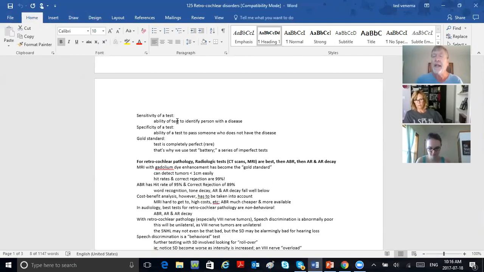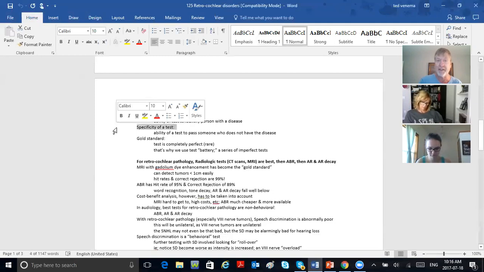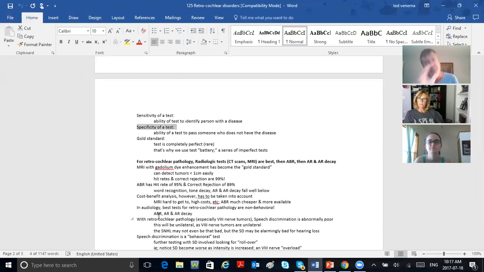On the other hand, specificity of a test, sentence 2 here, right where I'm highlighting: specificity of a test is the ability of a test to pass someone who doesn't have the disease. Okay? Ability of a test to pass someone that doesn't have the disease. Very few tests are 100% sensitive and 100% specific. Very few of them are.